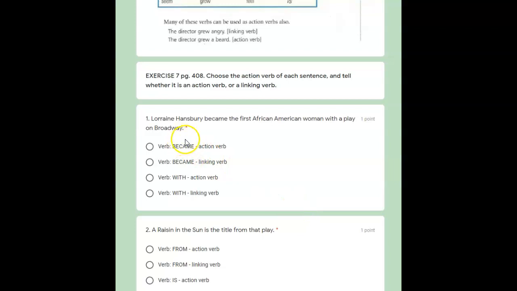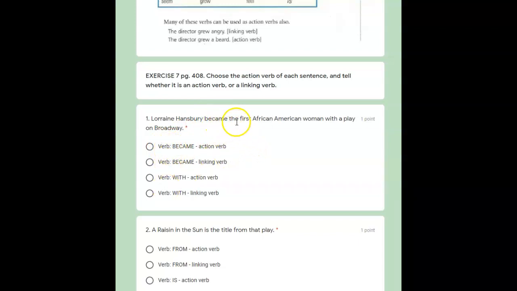So number 1, Lorraine Hansberry became the first African-American woman with a play on Broadway. So who or what is that sentence about? Lorraine Hansberry. What did she do? She became. So we know became is the verb. Okay, so we're going to either choose the first or second one here.